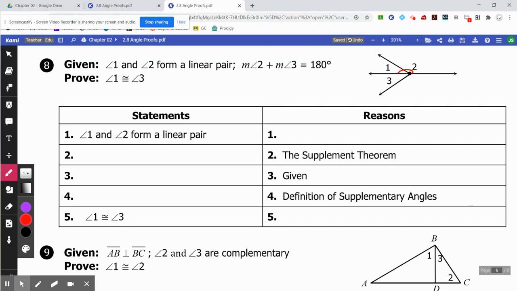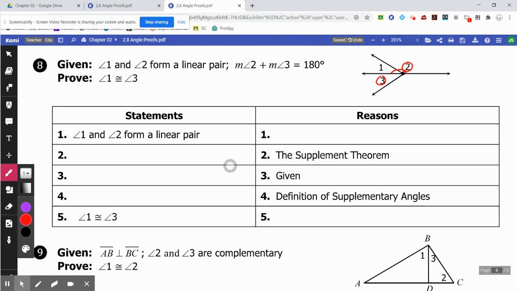2 and 3, which is here and here, also add up to 180. Well, if they both add up to 180, that means they must be equal to each other. So that means 1 and 2 must be the same thing as 2 and 3. So if you notice, there's a measure of angle 2 on both sides. So take that away and you're left with 1 and 3 must be the same. So that's kind of the path we're going here.